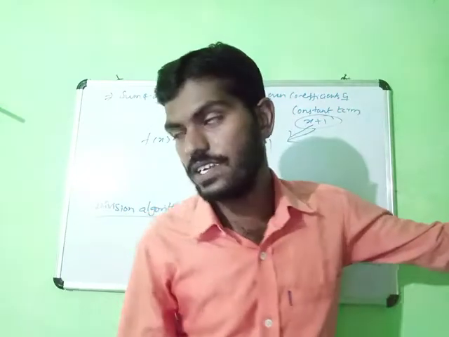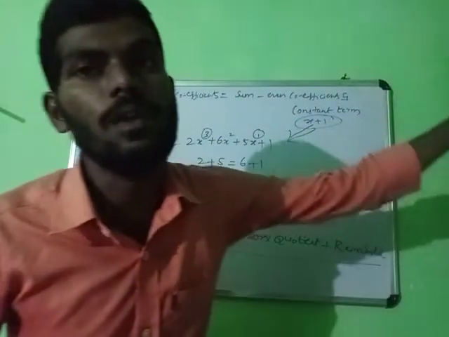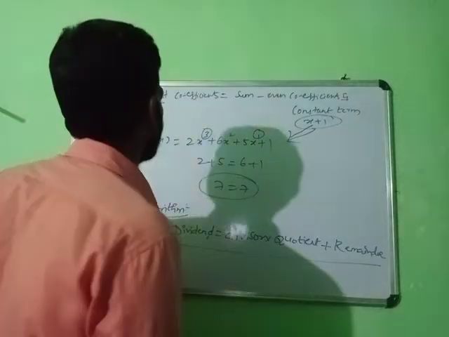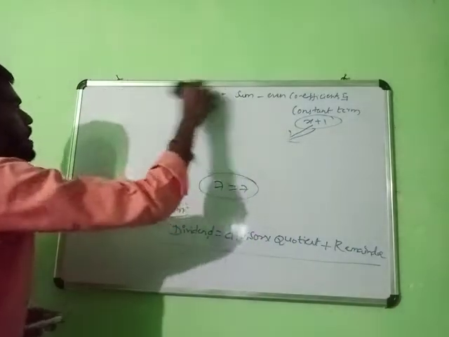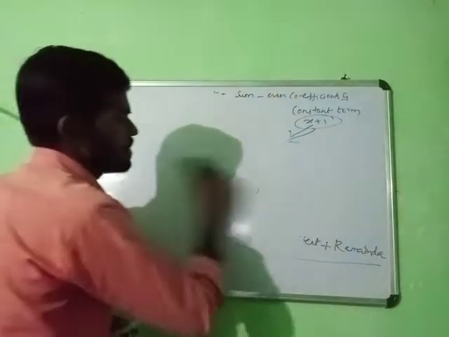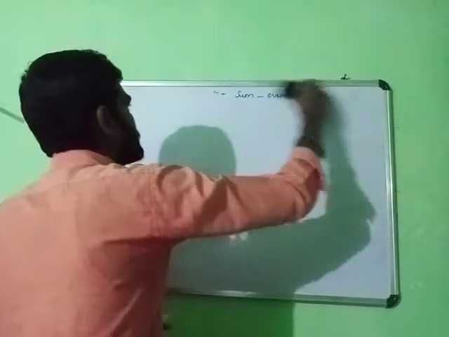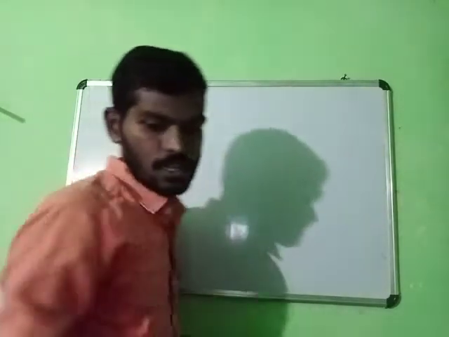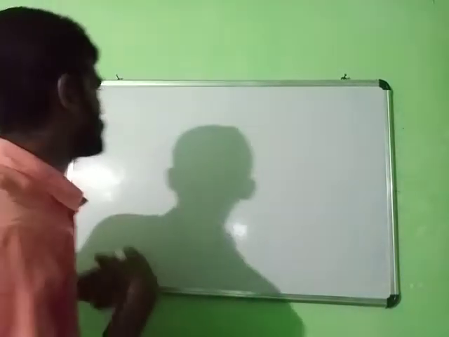Okay. Then next one is the relationship between zeros of the polynomial. These are most important for 2 marks. Most important. Relationship between zeros.